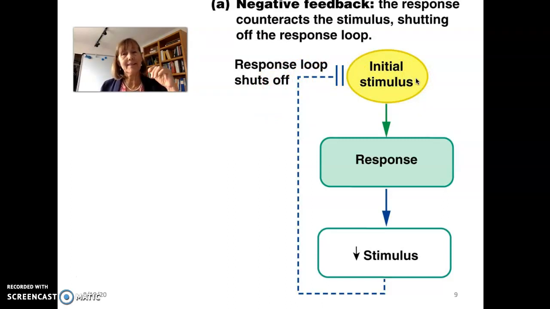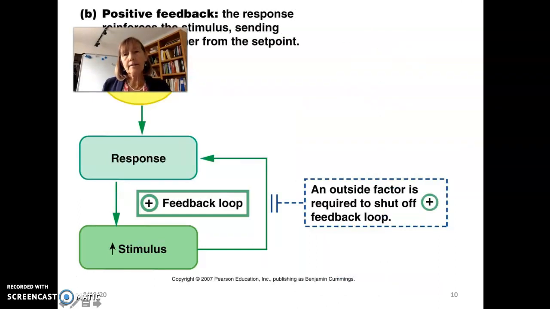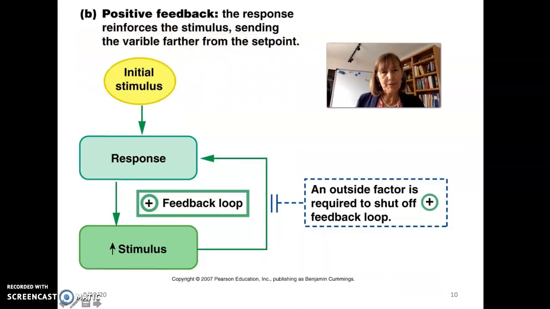So why is it called negative again? It's because the response opposes the stimulus. They're opposite to each other. It's not like if too high, then make it higher. If too low, then make it higher. If too high, make it low. That would be negative. Are there any examples of a positive feedback?